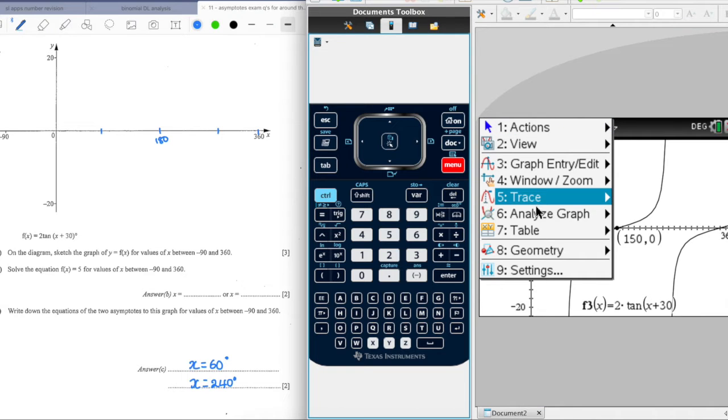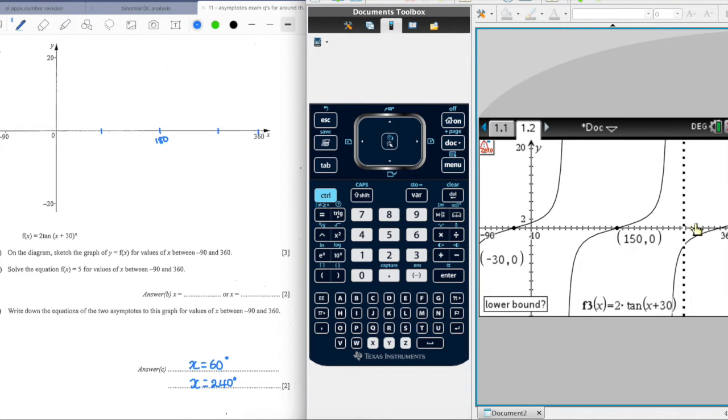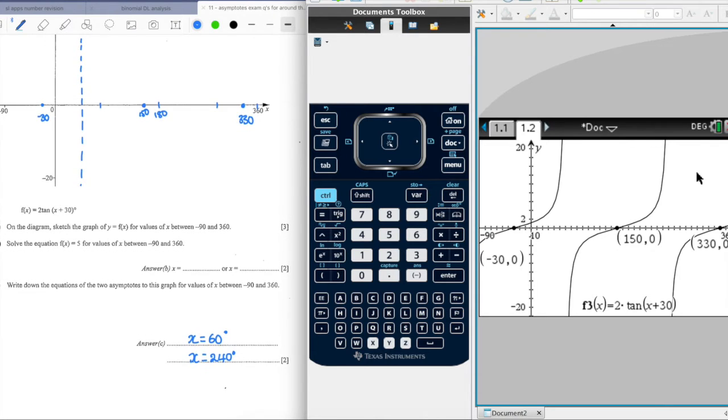So it crosses at -30, 150, and 330. So we've got 3 places that it crosses our axis: -30, 150, and 330. And we've got our asymptotes at 60 degrees and at 240 degrees.